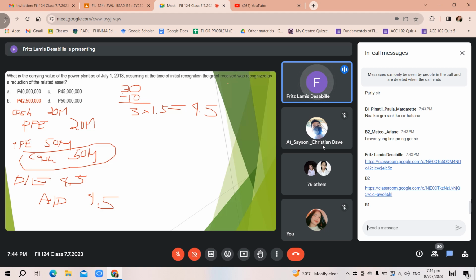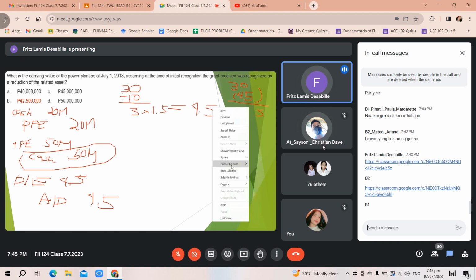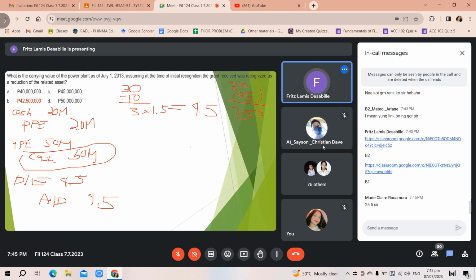Nagsugod ta og 30 million. Mao siya tong adjusted nga cost. Nag-minus ta og depreciation nga 4.5, correct? So pila naman lang? Naimo siya og 26.5, correct? Correct ba ko? 25.5. Wrong lagi. Joke. 25.5. Sorry guys. Sige, 25.5. However, di ba naingon to nga there is repayment of the grant.